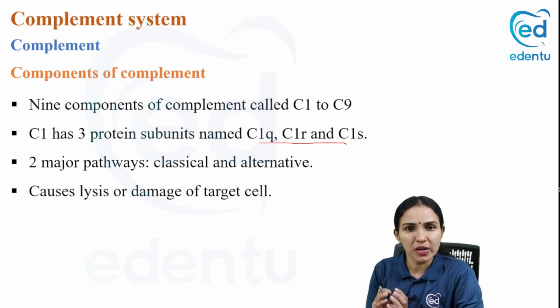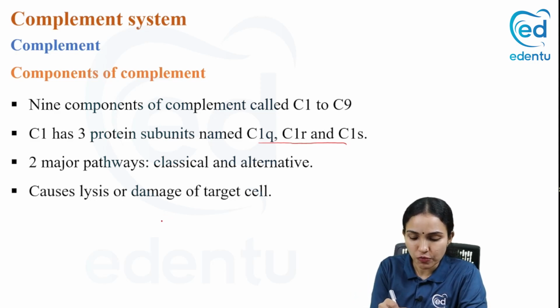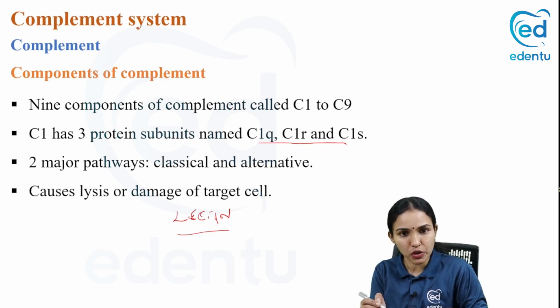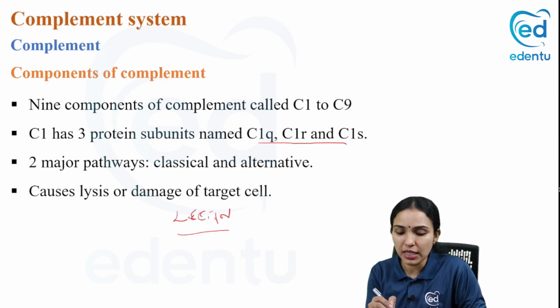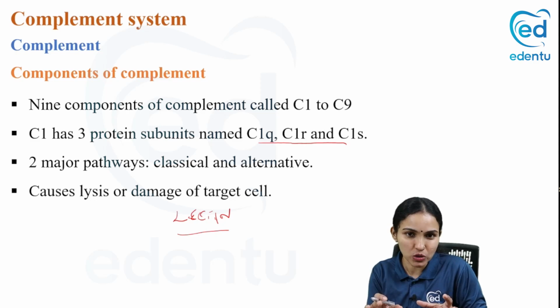We have 2 major pathways for complement: the classical pathway and the alternative pathway. In addition, we have another pathway called the lectin pathway, which is not that important. What you have to learn in detail are the classical and alternative pathways. When these pathways get activated, they will finally cause lysis or damage of the target cell. Whichever cell is the target of the complement system, they will finally lyse the cell and destroy it. That is their target action.